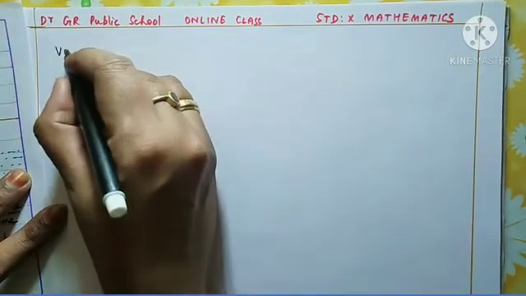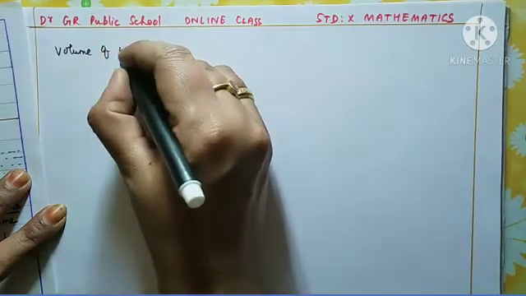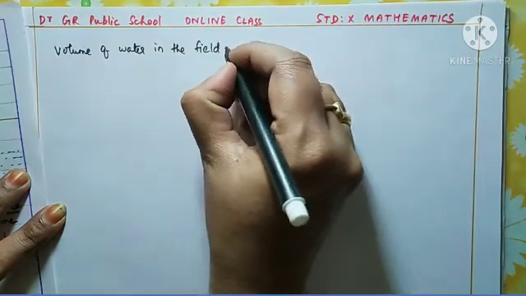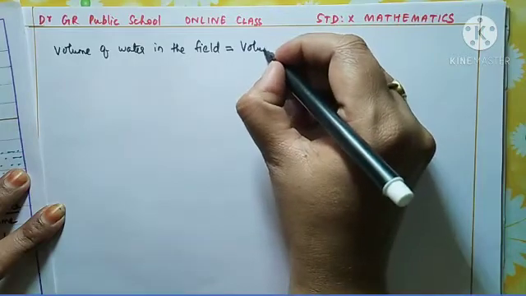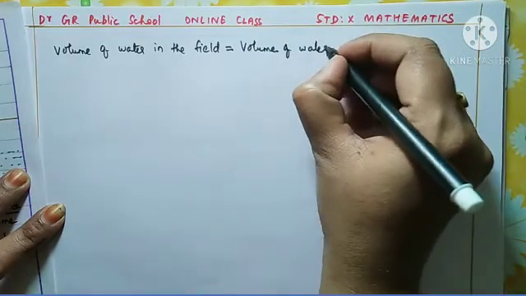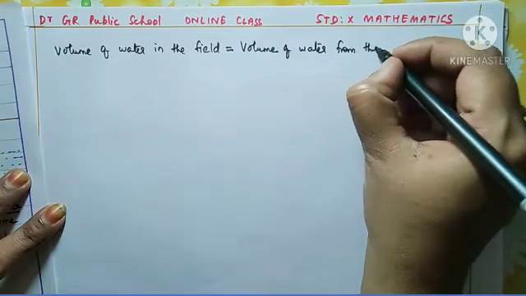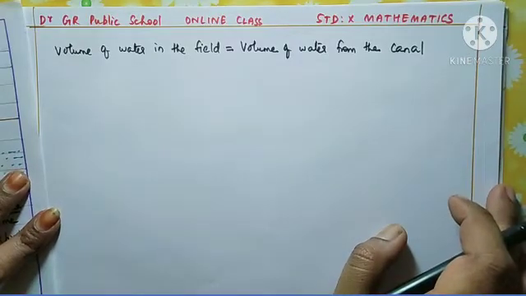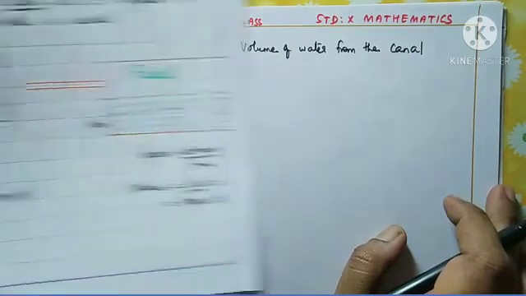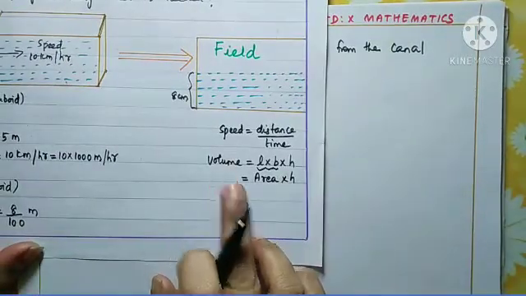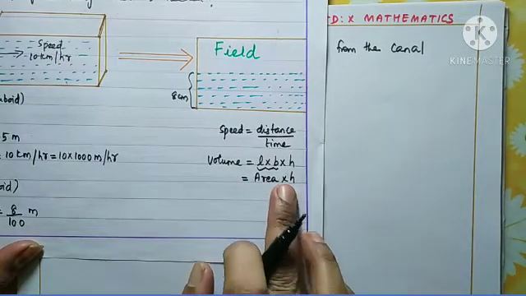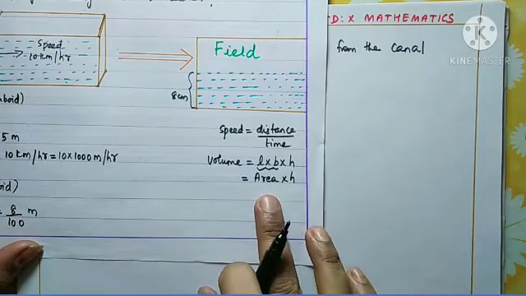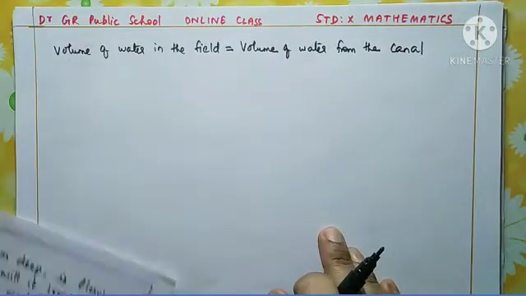Okay children, now what can we write? Volume of water in the field equals volume of water from the canal. This is the idea we are taking here. And what I told you, you want to use this formula: volume equal to area into height. We are using this formula for the field because we want to find the area here. Okay, so what am I writing?